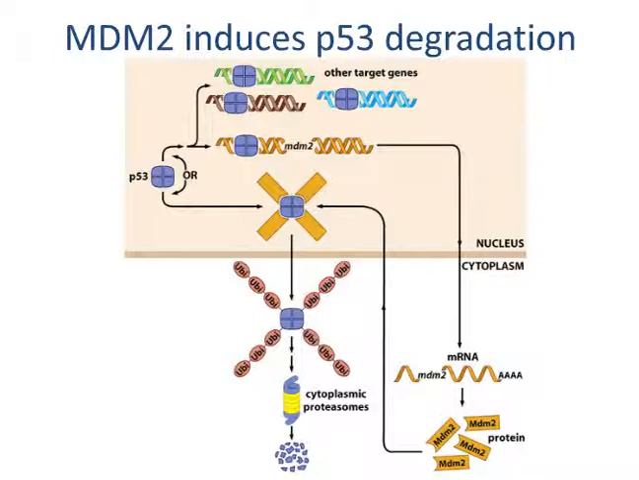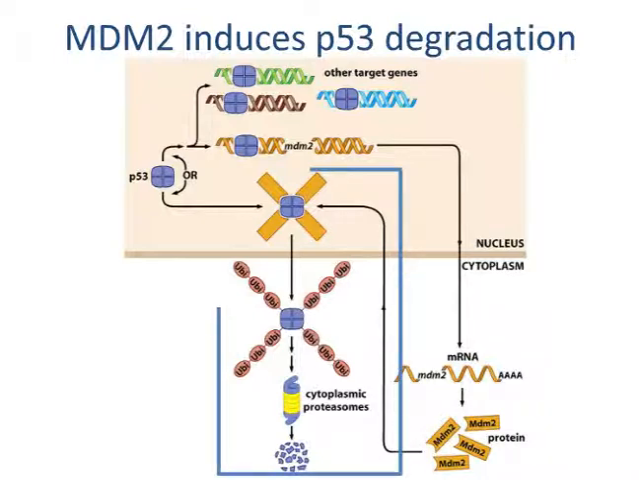MDM2, or murine double minute clone 2, is the protein responsible for inducing degradation of p53 in the absence of DNA damage signaling. MDM2 binds to the transactivation domain in the N-terminus of p53, preventing p53 from activating transcription. This allows E3 ubiquitin ligase to ubiquitinate p53 and target it for degradation in a proteasome. This mechanism maintains p53 at nearly undetectable levels in normal cells.